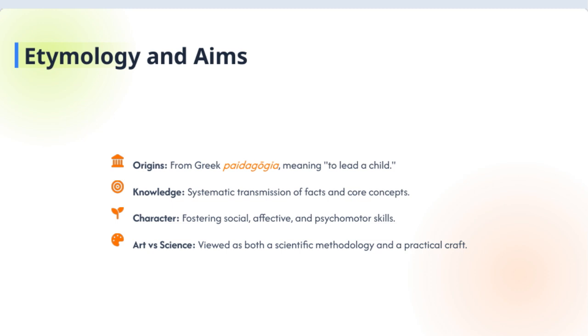And where does the term education come from? It originates from the Greek word pedagogy, which means to lead a child. That highlights the idea that education is about guiding and leading learners through their developmental journey. Finally, understanding the etymology and aims of education helps us appreciate its broader purpose, not just to fill minds with facts, but to shape well-rounded individuals capable of thinking critically and acting skillfully.